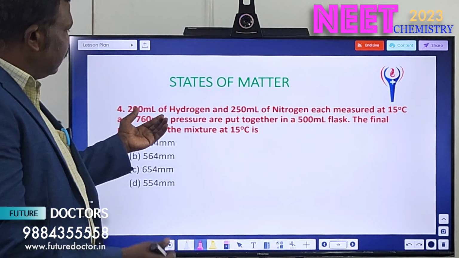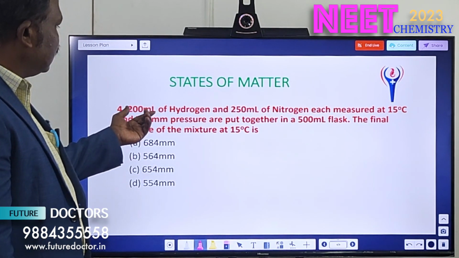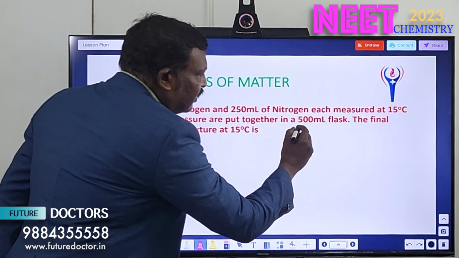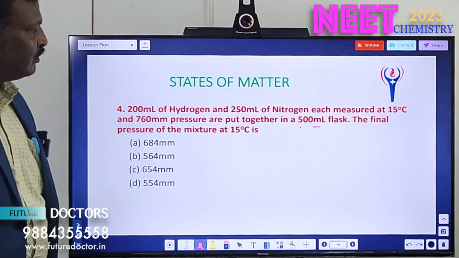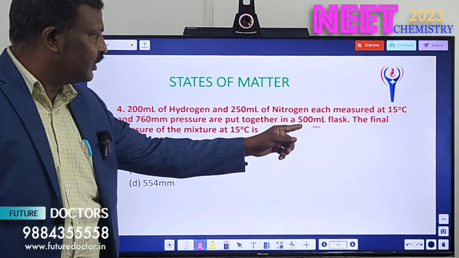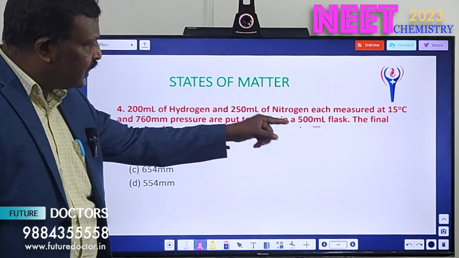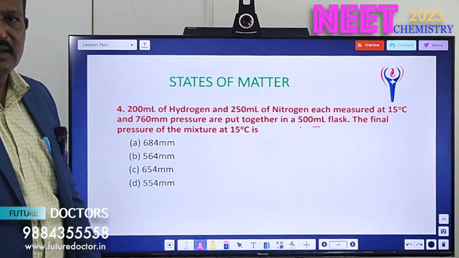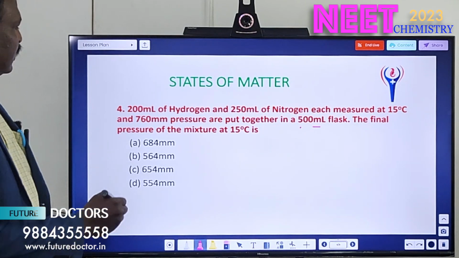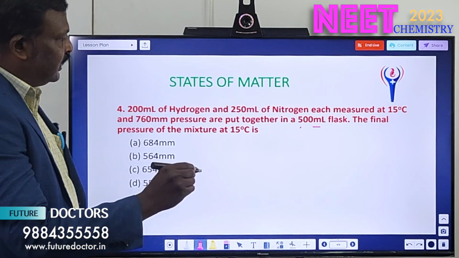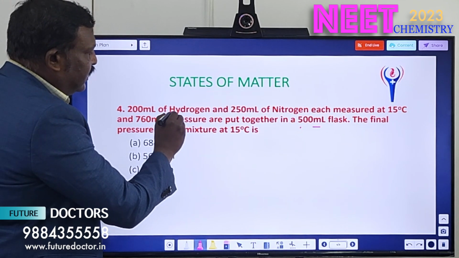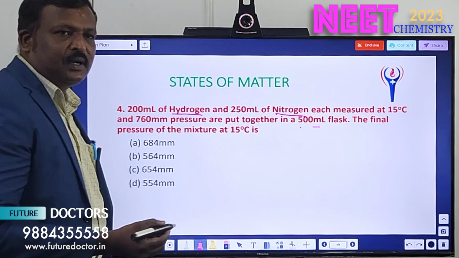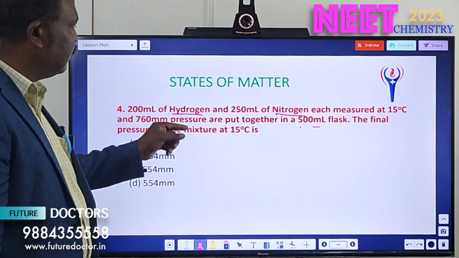So we have 2 gases with different volumes. One is 200 ml, another is 250 ml. We put them together in a flask; the flask capacity is 500 ml. So what will be the final pressure they're asking? First of all, we should find out the pressure produced by hydrogen and the pressure produced by nitrogen. We have to find them out separately, then add together, and only then do we get the final pressure.